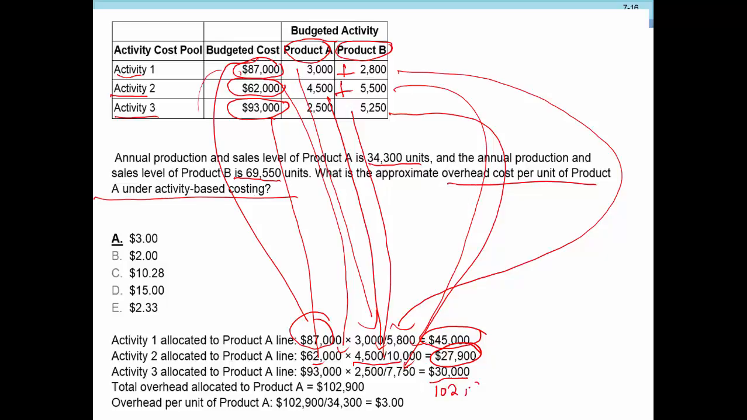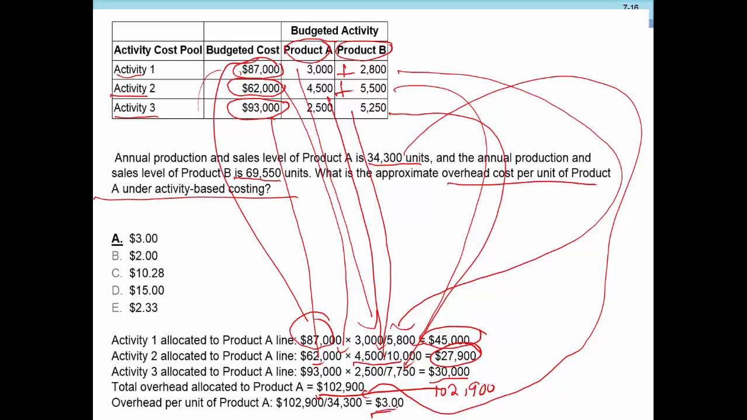And that comes to 102,900. You take that 102,900 and divide it by the number of units. This thing's looking like a spider on crack here. You divide that by 34,300, the number of units. That gives us the cost per unit, doesn't it?